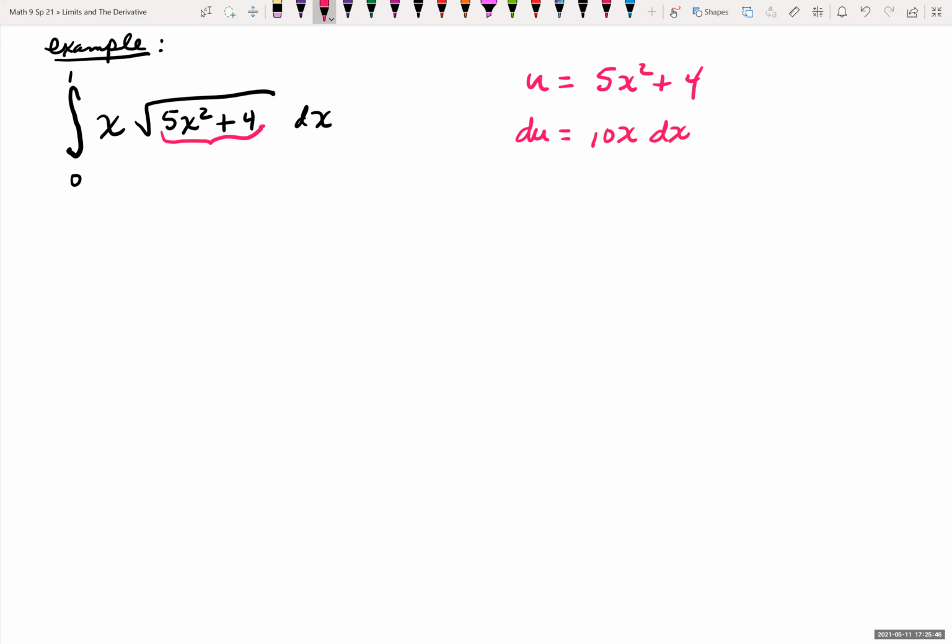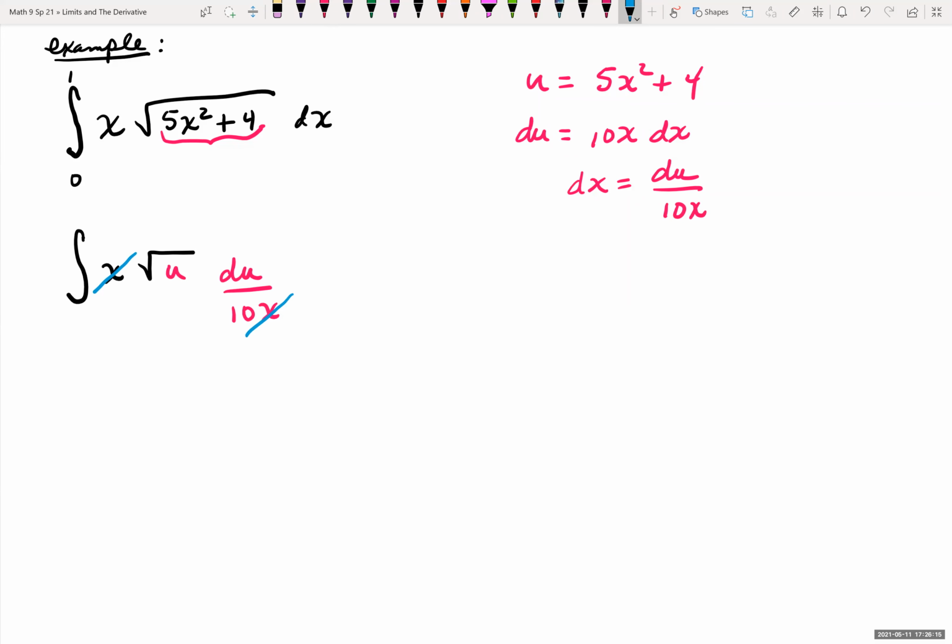And then we have dx. So our dx value is equal to du over 10x. And now we're going to go back in here and rewrite this. So I have x square root of u, and dx, which is du, all over 10x. So the x that was in there and remaining is canceled out, which we want.